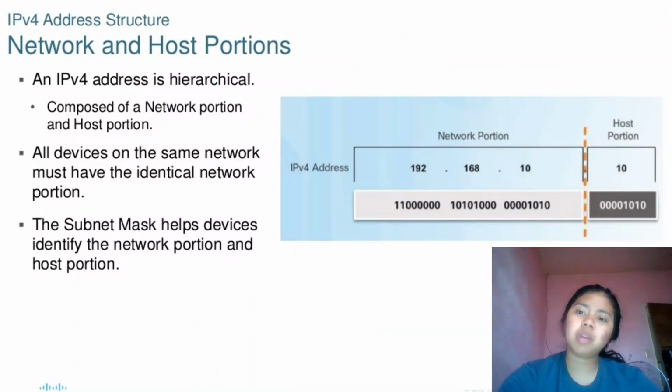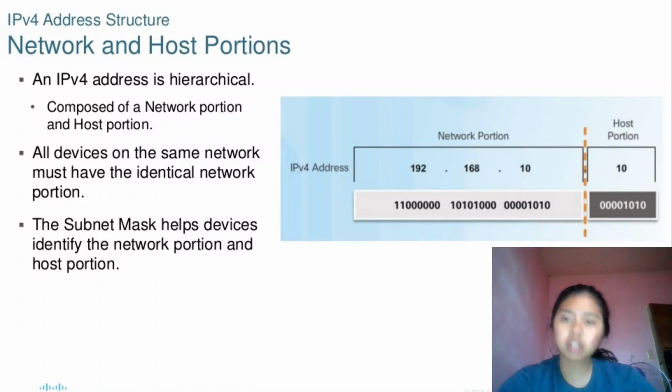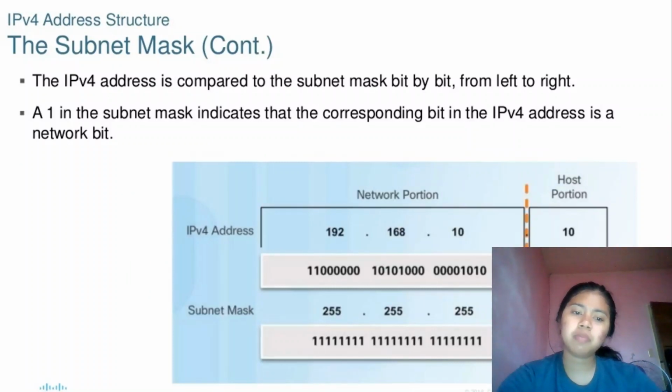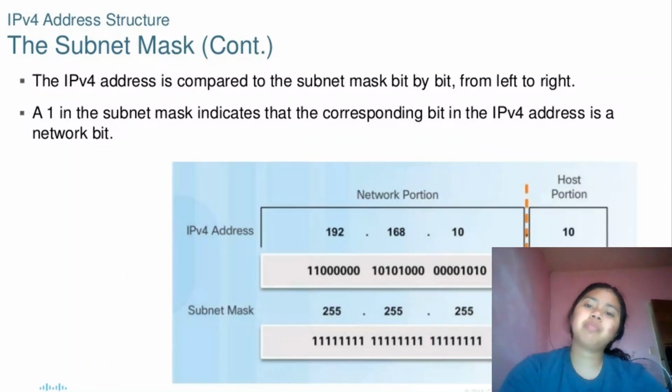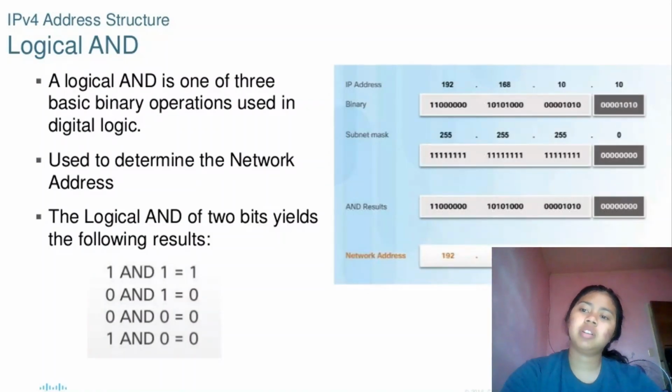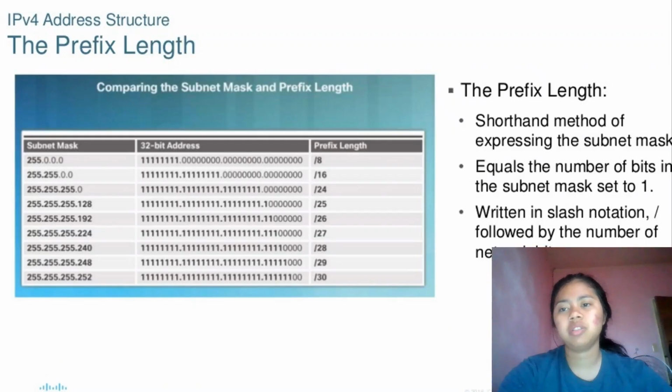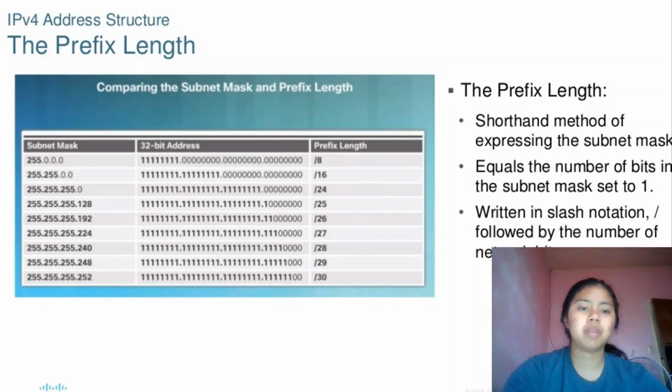Network and host portion. An IPv4 address is hierarchical, composed of a network portion and a host portion. The subnet mask: the IPv4 address is compared to the subnet mask bit by bit from left to right. Logical AND is one of the three basic binary operations used in digital logic. Prefix length: the prefix length is a shorthand method of expressing the subnet mask.